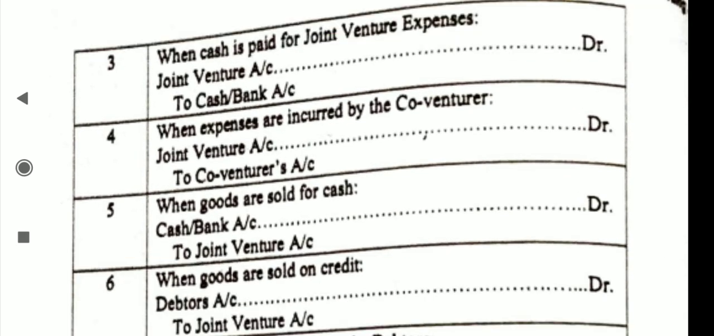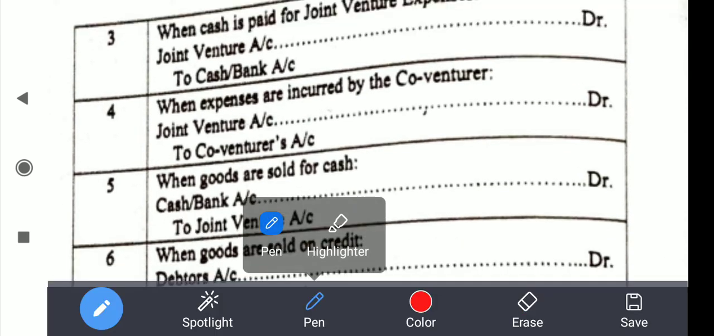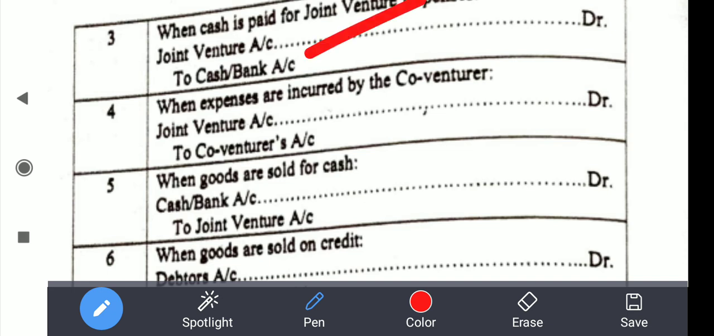Then your third one is, when cash is paid for joint venture expenses, what is the general entry? Joint venture account debtor to cash account or bank account.